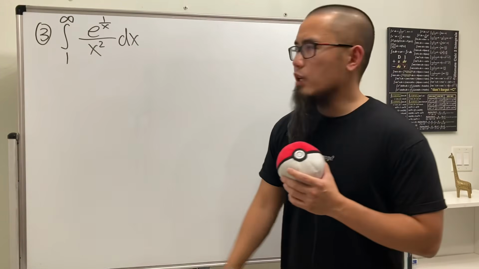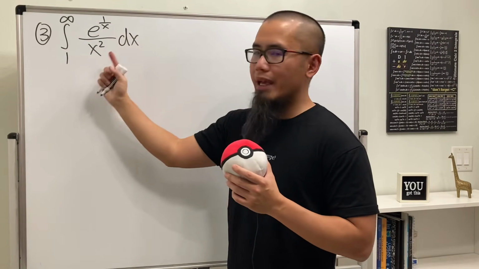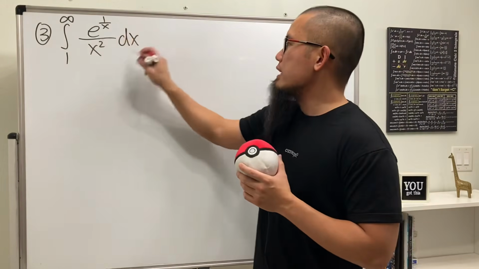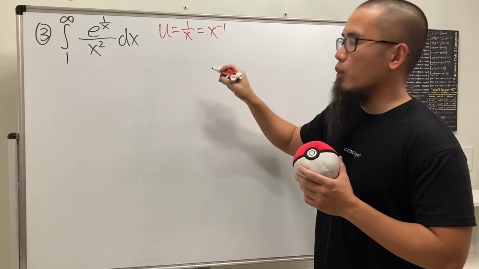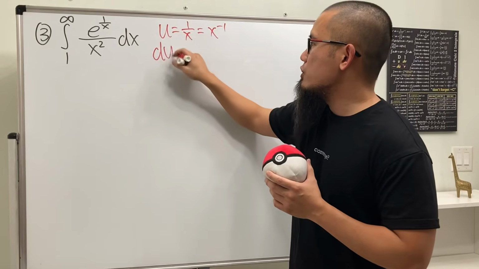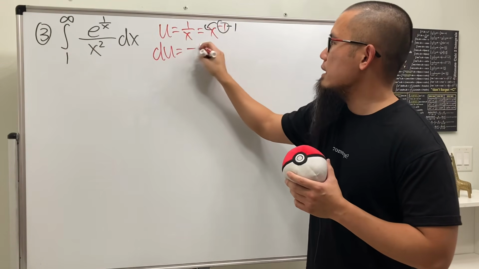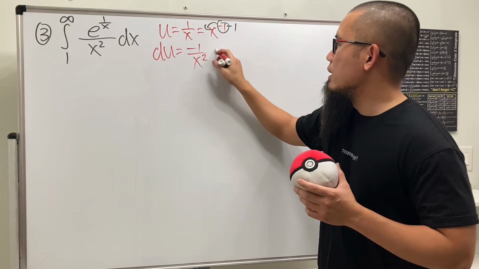For number 3, we have the integral going from 1 to infinity of e to the 1 over x power, over x squared. Can we do u-sub? Yes, let u equal this guy. So let's go ahead and put that down. We can look at this as x to a negative 1 power, because that way when we differentiate, we see this right here will give us negative 1 and then x to a negative 2 power, which is the same as over x squared.